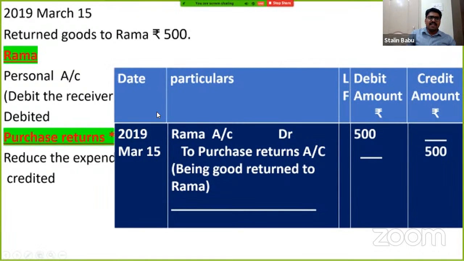So then what is the entry? Rama account debit to purchase return account. What is the date? March 15, 2019. The entry is Rama account debit to purchases return account. So what is the amount? 500. Write 500 in the debit amount column and 500 in the credit amount column against their accounts. What is the narration? Being goods returned to Rama.